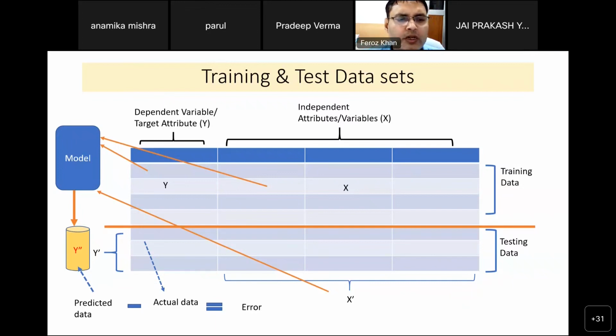So we use this model for detecting the biological activity of the test data set, which is represented by X bar. This X bar basically indicates the properties we will put in the equation to calculate the value. The value predicted by the model is called Y double dash, and the experimental activity of this test data set is called Y dash.